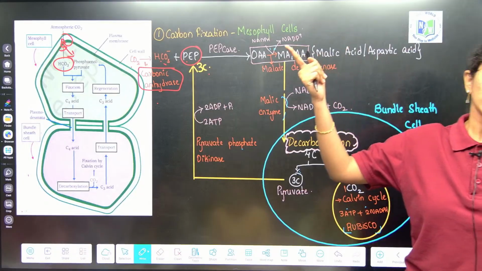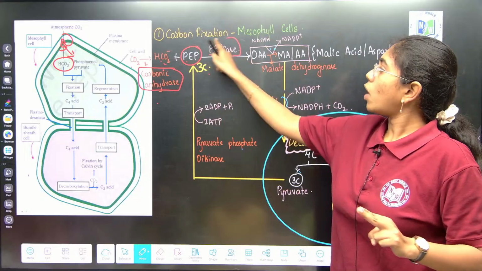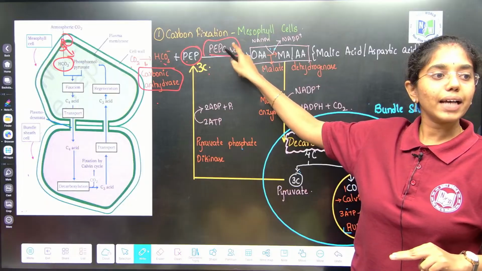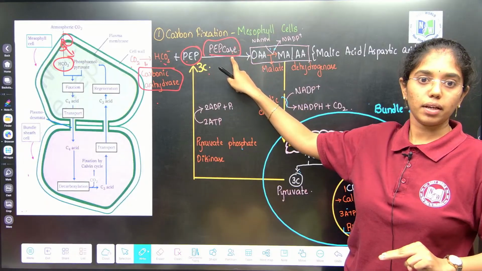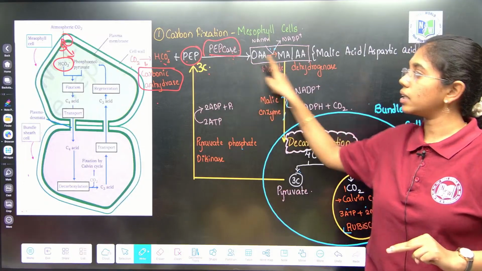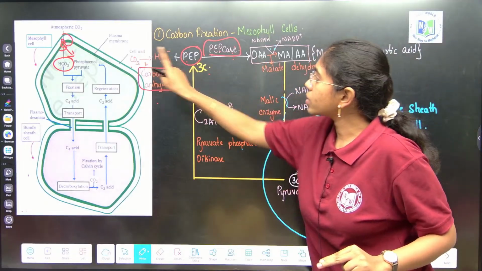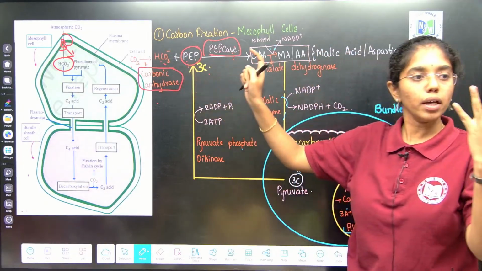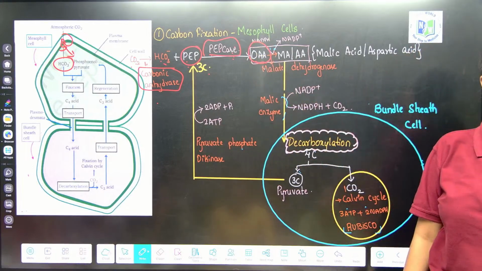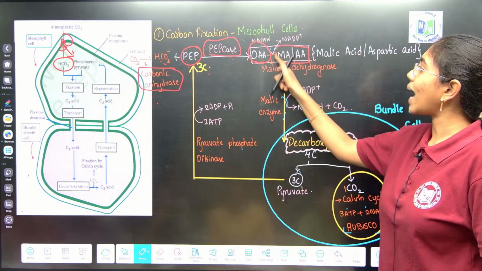There, what is catalyzing carboxylation? Here it is PEPcase, phosphoenol pyruvate carboxylase. It doesn't have any oxygenase activity. Phosphoenol pyruvate carboxylase is the enzyme catalyzing this reaction, and the carbon dioxide gets fixed to the 3-carbon compound. Total how many? 4 carbon. 4-carbon oxaloacetic acid. This gets converted to malic acid or aspartic acid.